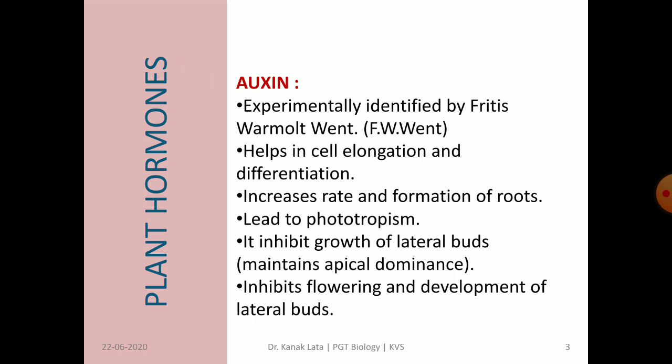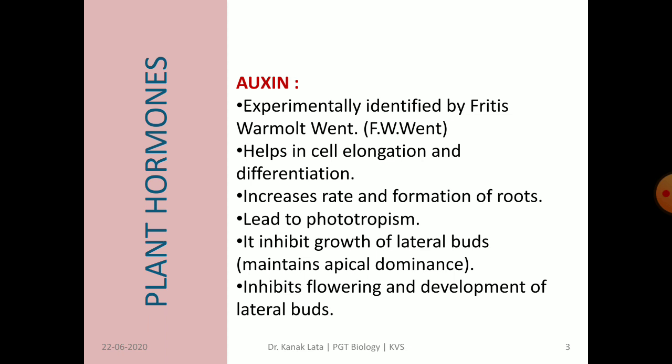The first plant hormone is auxin. Experimentally, auxin was first identified by Fritz Warmolt Went, in short FW Went. Auxin helps in cell elongation and differentiation, helps in increasing the growth rate and formation of roots. It also leads to phototropism.